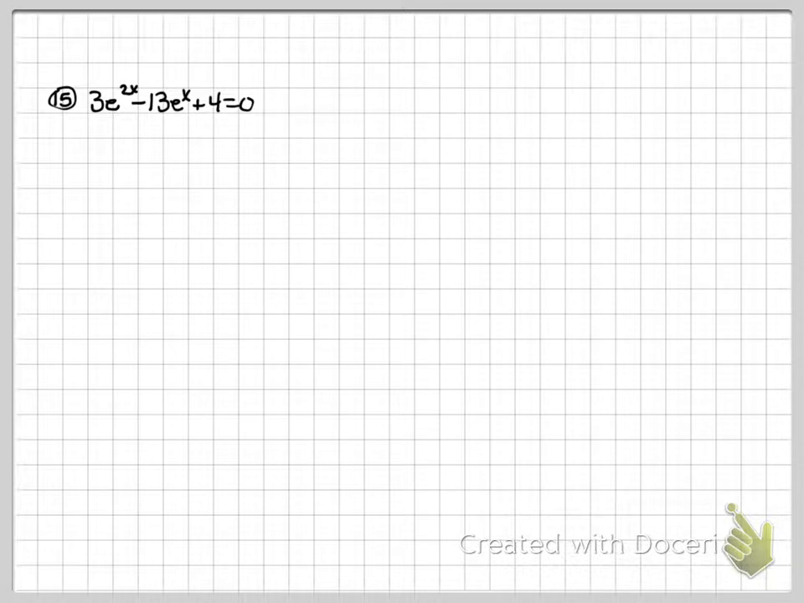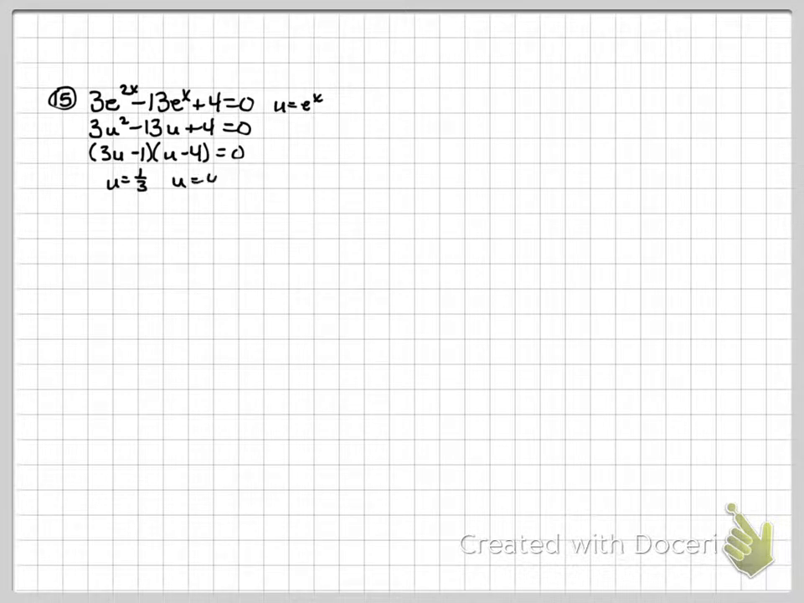Okay, so now let's break this down. I'm going to use the u substitution again, and I'm going to say u is equal to e to the x, so now I have 3u squared minus 13u plus 4 equals 0. Factored, you get 3u minus 1 and u minus 4. Solve each factor and I get u equals 1/3 and u equals 4.